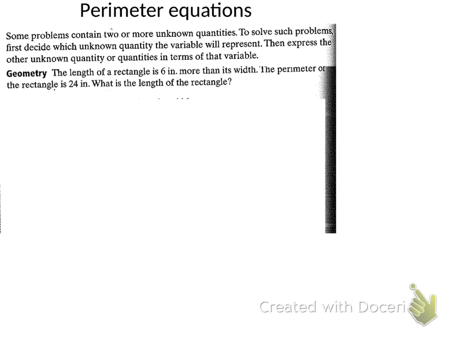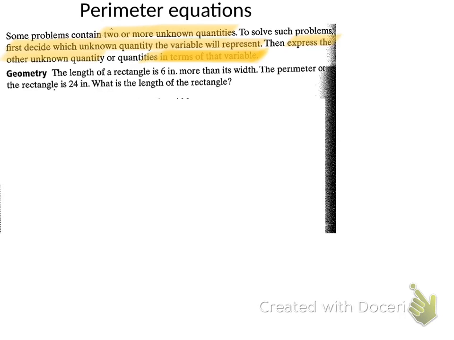Perimeter equations are one of these types of equations that contain two or more unknown quantities. Anytime we have more than one unknown quantity, we're going to need to write the problem in terms of that one variable. So first we need to decide which unknown quantity the variable will represent. Then we express the other unknown quantity in terms of that variable. What do I mean by that?